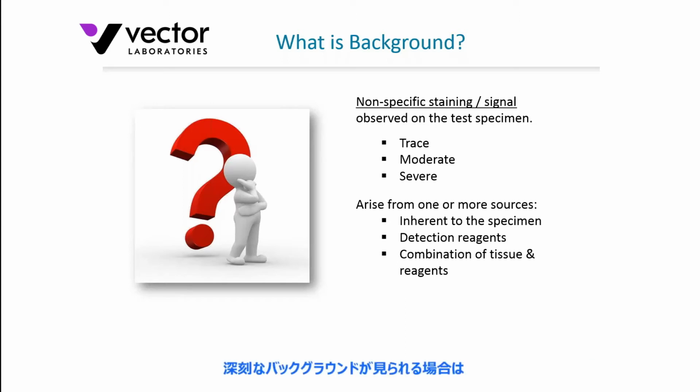If they do see a severe background staining, toning, I would say that more than likely there's something fundamentally wrong with the assay setup. Now, the background may come from one or more sources. Certainly it might be endogenous or inherent to the tissue specimen. It may arise from the detection reagents, or indeed it may be a combination of both the tissue and the detection reagents.